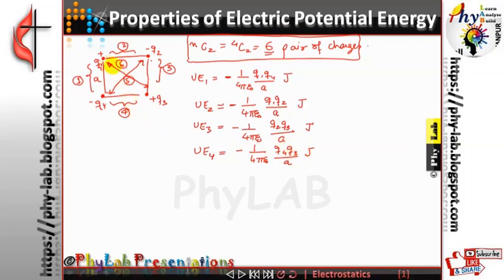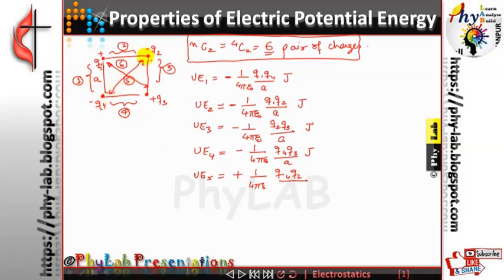Now the fifth pair. What is the fifth pair? They are the diagonal pairs. Now the fifth pair was labeled between Q4 and Q2. Friends, Q4 and Q2, are they like or unlike? They are like charges. Both are negatives. So this potential energy will be written with a plus sign. And this will be 1 upon 4 pi epsilon naught Q4 Q2 upon the distance of separation.